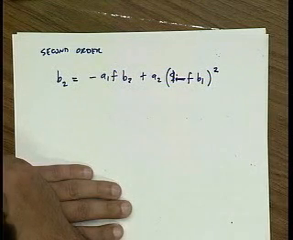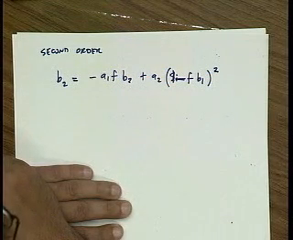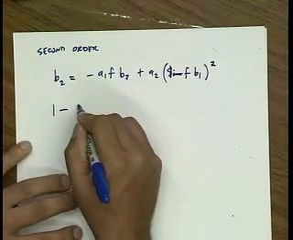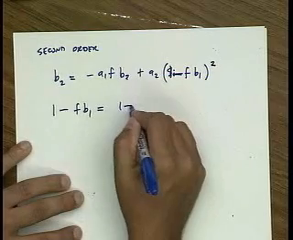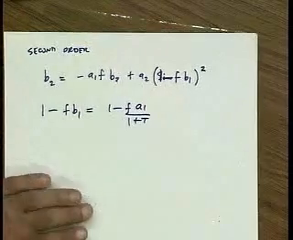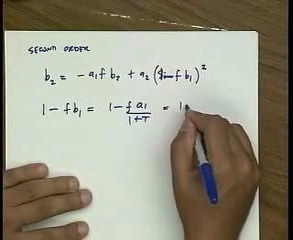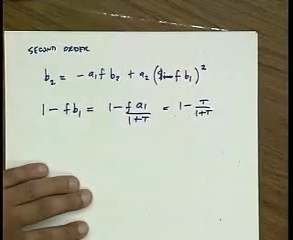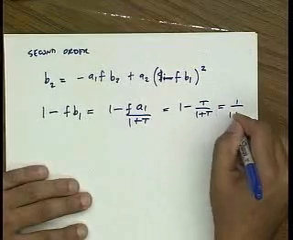And that's it. Everything else gives me a higher order term. Okay? Now let me simplify this a bit. Let me write 1 minus FB1. Well, I know what B1 is. B1 is A1 over 1 plus T. So this is really 1 minus T over 1 plus T, which of course is just 1 over 1 plus T.